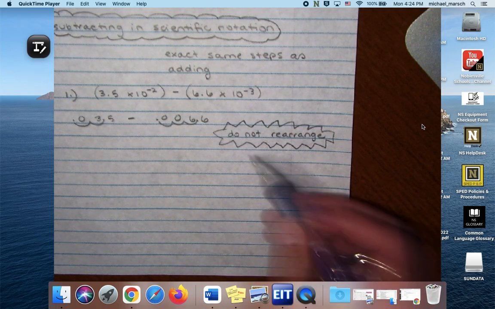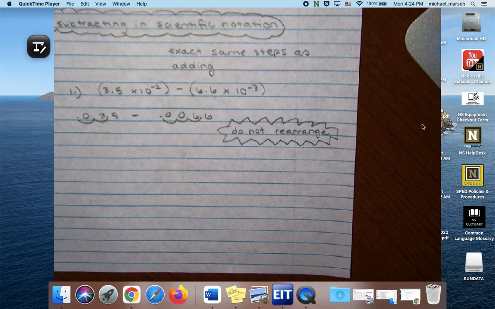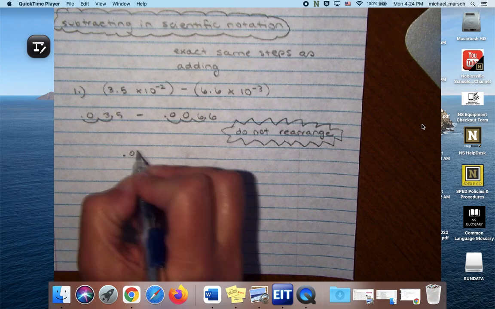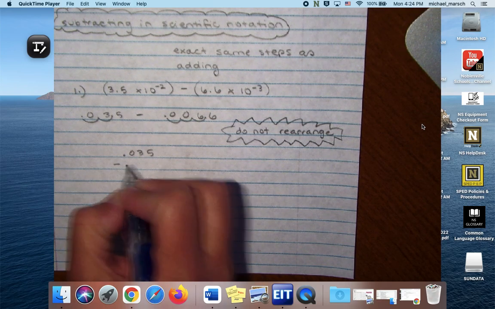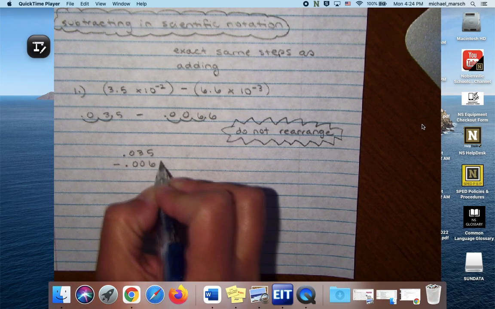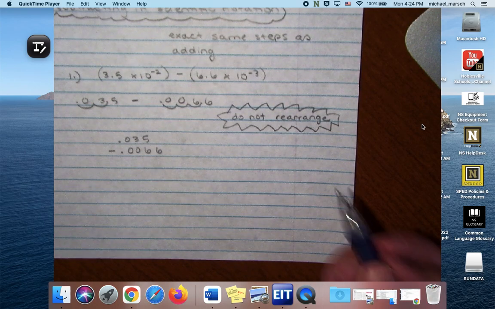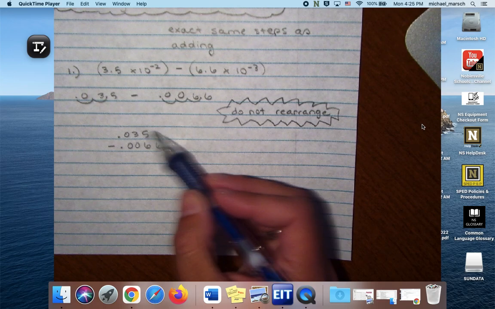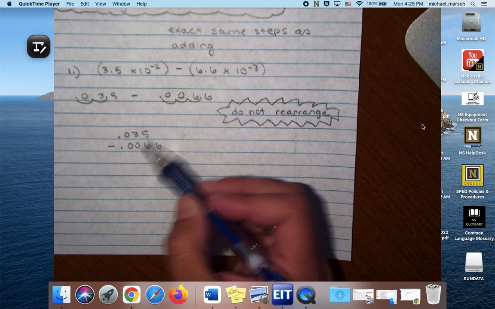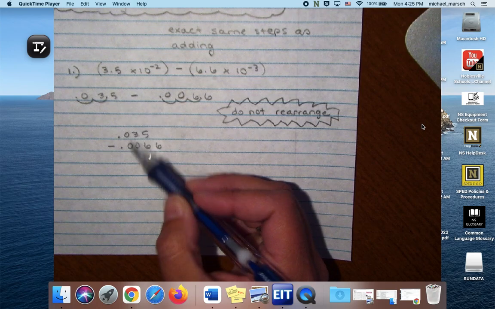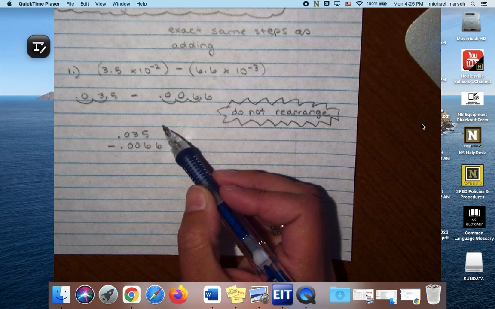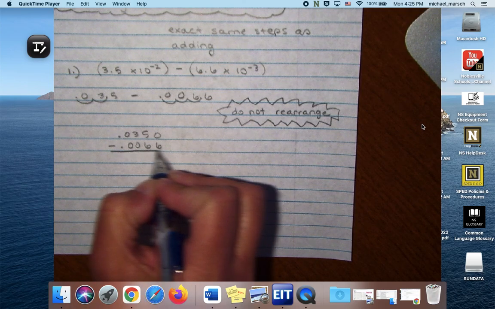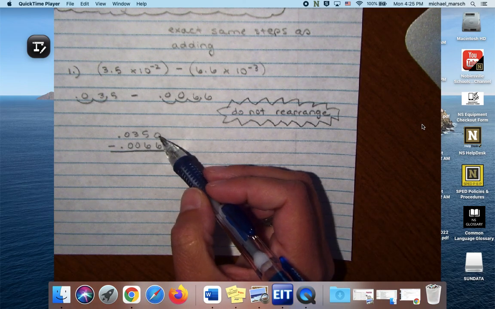I've got some spikies. A spiky cloud. Is that what we want to call it? I don't know. All right, so I've got 0.035 minus 0.0066. I'm going to put my 0 placeholder here. Notice that my numbers are lined up, right? I've got my tenths, my hundredths, my thousandths, my 10,000ths. So I'm going to put a 0 placeholder here so I don't forget, because you can't do 0 minus 6.